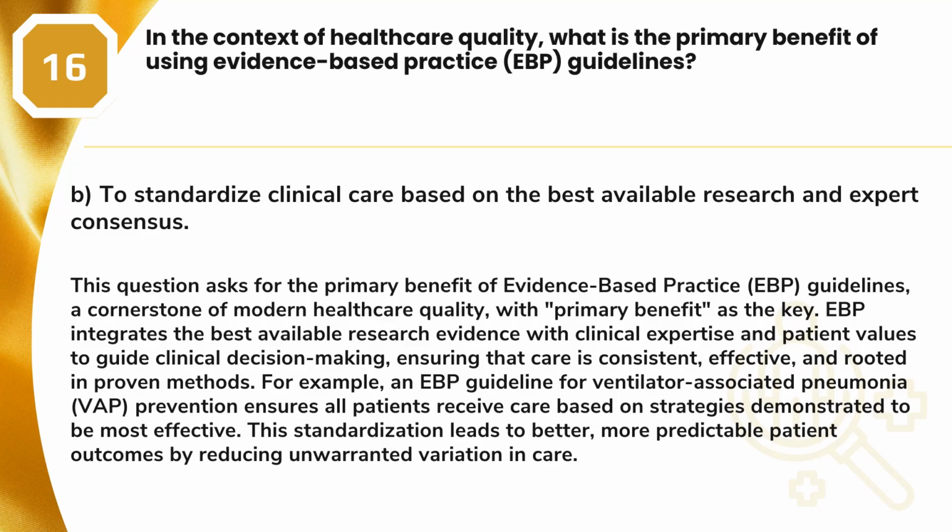This question asks for the primary benefit of evidence-based practice, EBP, guidelines, a cornerstone of modern healthcare quality, with primary benefit as the key. EBP integrates the best available research evidence with clinical expertise and patient values to guide clinical decision-making, ensuring that care is consistent, effective, and rooted in proven methods. For example, an EBP guideline for ventilator-associated pneumonia, VAP, prevention ensures all patients receive care based on strategies demonstrated to be most effective. This standardization leads to better, more predictable patient outcomes by reducing unwarranted variation in care.